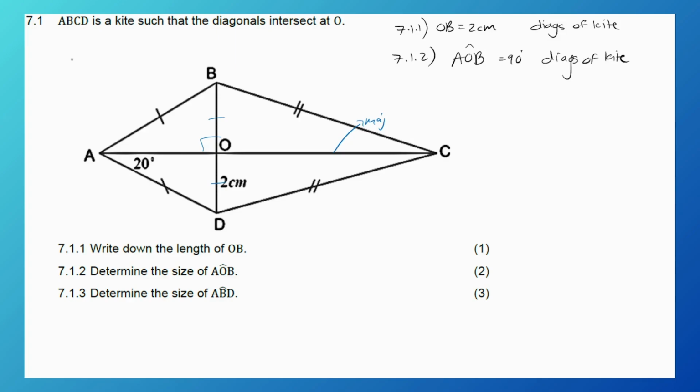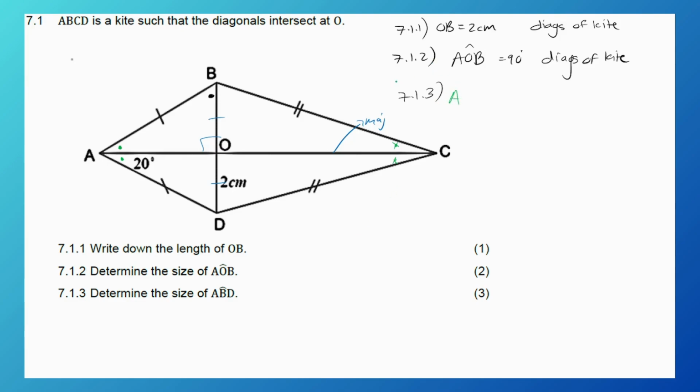And then last question, ABD. So we need to go find this angle over here. Another thing that the diagonals do. So this question was all about the diagonals. Only the major one, it doesn't do that with the minor diagonal. Only the major diagonal bisects the vertex angles.